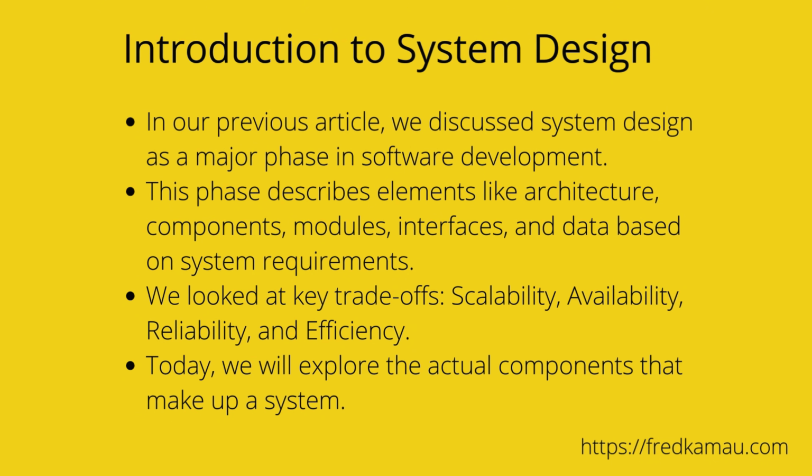In the previous presentation, we described system design as a major phase in software development where we define the actual components that make up the system. Things like the architecture, modules, databases, and so on. We also looked at the key metrics that are used to measure the performance of a system. These are the things that we can trade off. An example is availability, reliability, efficiency, and so on. Today, we are going to talk about the actual components that make a system, and we're going to start with proxies.